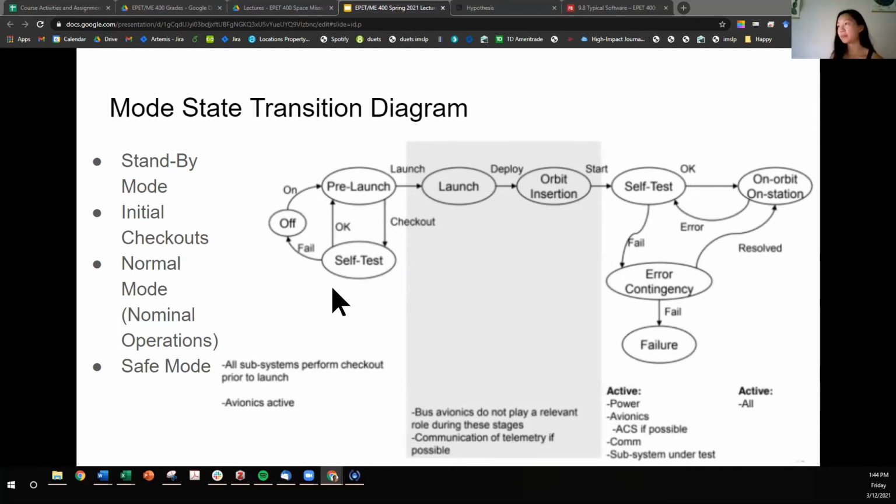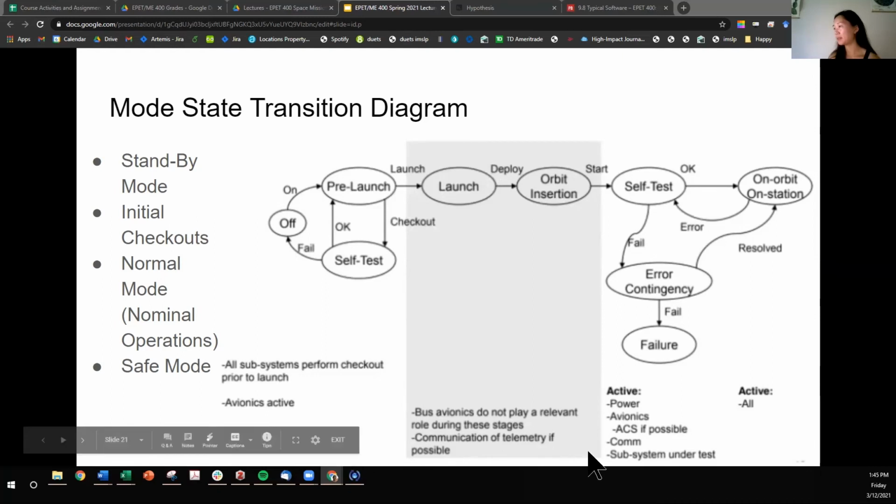So let's walk through it. Before we launch, we can do a self-test, and then during launch, we can be in some kind of launch mode, but CubeSats are meant to be off. After orbit insertion, we can do a self-test. Now in this gray region, the bus avionics do not play a relevant role. Communication of telemetry is possible for other spacecraft. For the CubeSats, we are staying off.